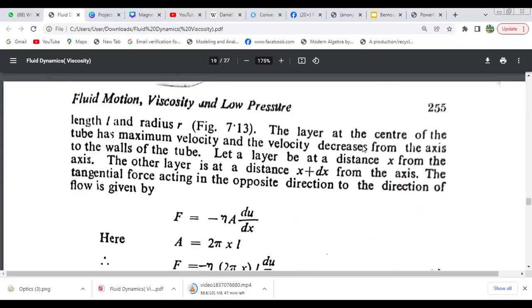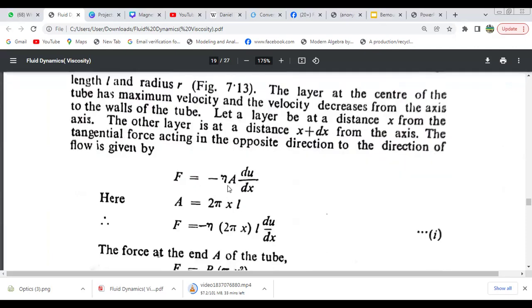The layer at the axis of the tube has maximum velocity, and the velocity decreases from the axis to the walls of the tube. Let a layer be at distance x from the axis. The other layer is at a distance x plus dx from the axis. The tangential force acting in the opposite direction to the direction of the flow is given by F equals to minus eta A du by dx. Actually, this is given by Newton's law of viscosity. Here, capital A is equal to 2 pi x L. Okay, F equals to this.